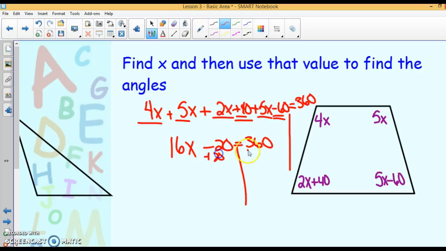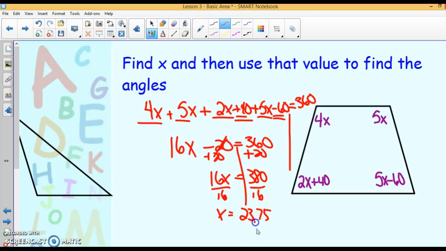Add 20 to both sides. 16x equals 380. Let me make sure I wrote everything correctly. Yep. Divide both sides by 16, and you end up with x is 23.75.